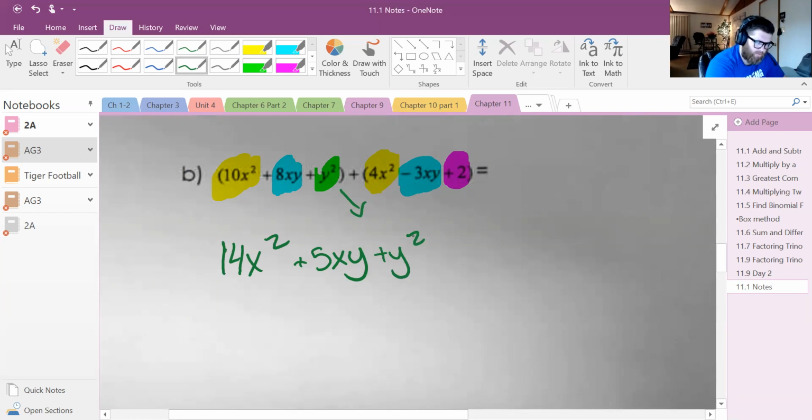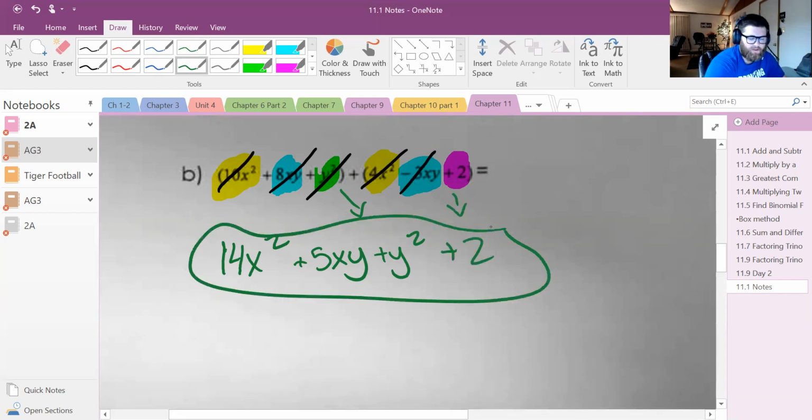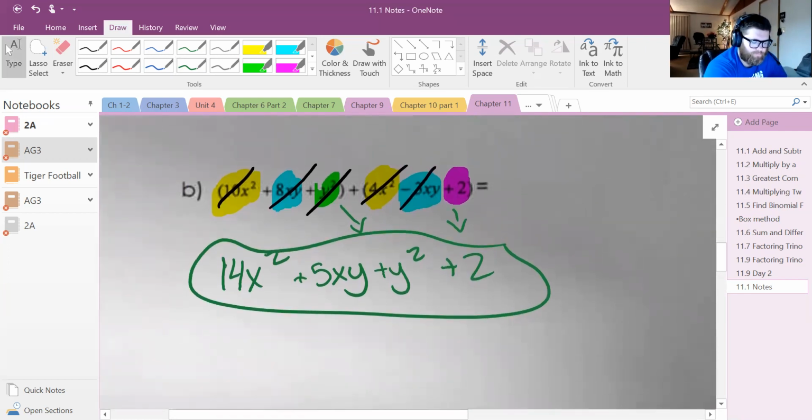Okay, so I always like crossing off like I'm a third grader when I do my like terms. That way I know what I got left. It's going to be my plus 2. Once again, that 2 had nothing to combine with. You just drop it straight down. All right.